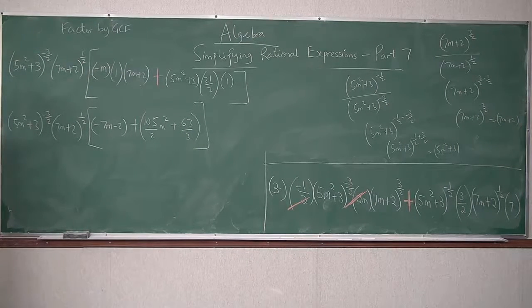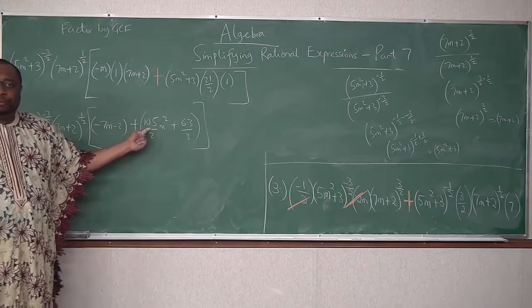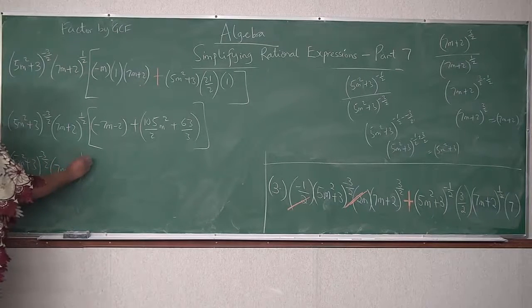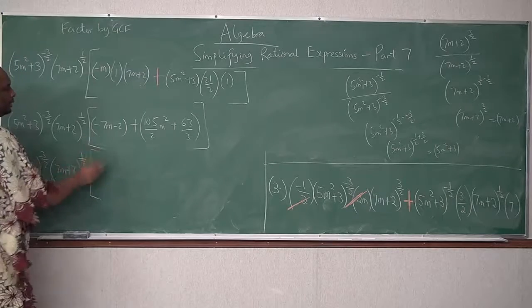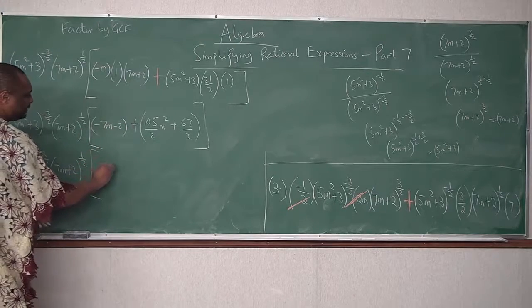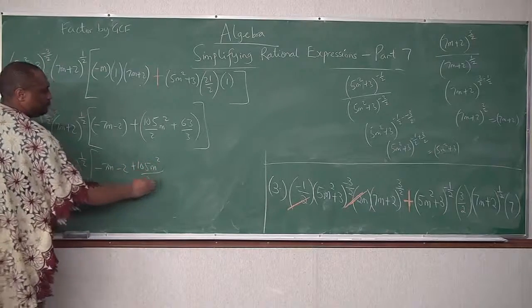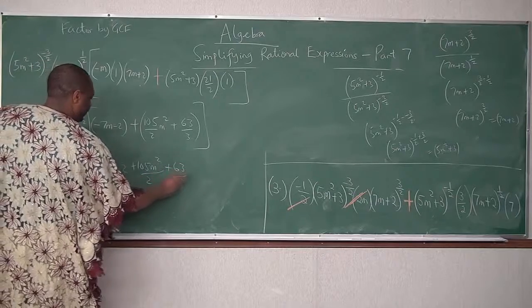I just did 21 over 2 times 5. It gives us 105 over 2. 105 n squared over 2. Okay, and this n squared belongs to the numerator. Some of you would like to write it by the side. It doesn't matter. It still belongs to the numerator. So this will be 5n squared plus 3 exponent negative 3 over 2 times 7n plus 2 exponent 1/2. Then we expand this, negative 7n minus 2 plus 105n squared over 2 plus 63 over 3.